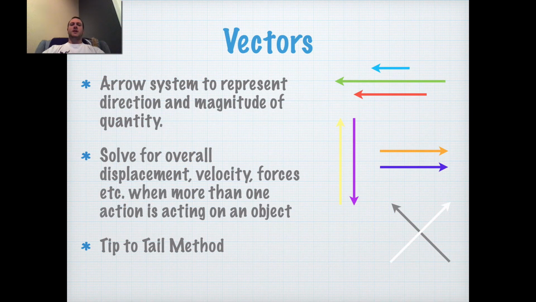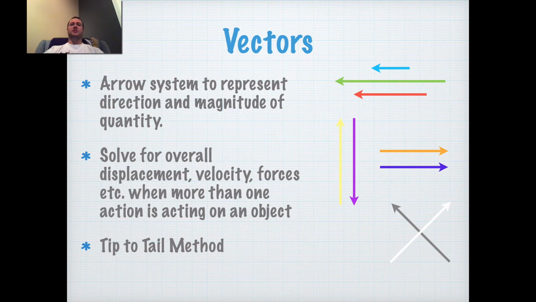A vector is, as we established in one-dimensional motion, a measurable component that has both a magnitude and a direction, right? So the way that it's going matters, and how much it's going, right? So magnitude simply means what is the numerical quantity that is associated with that value.